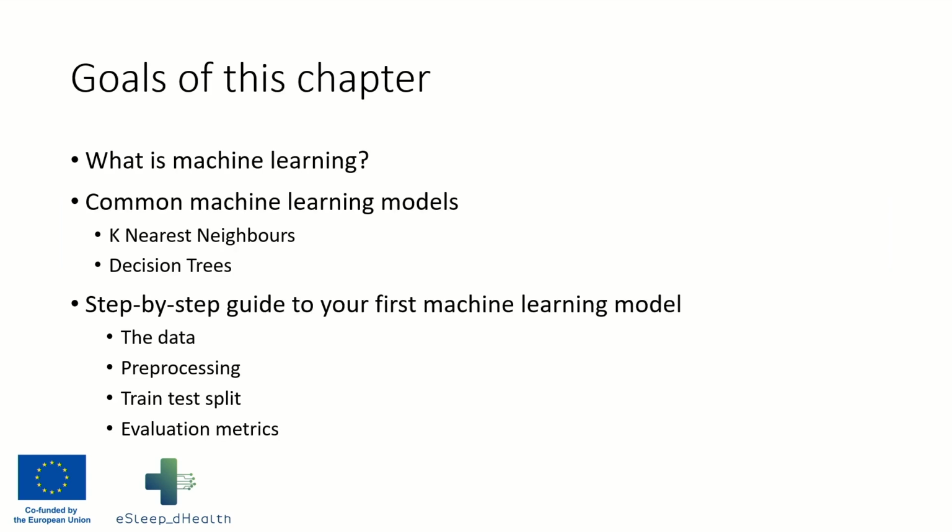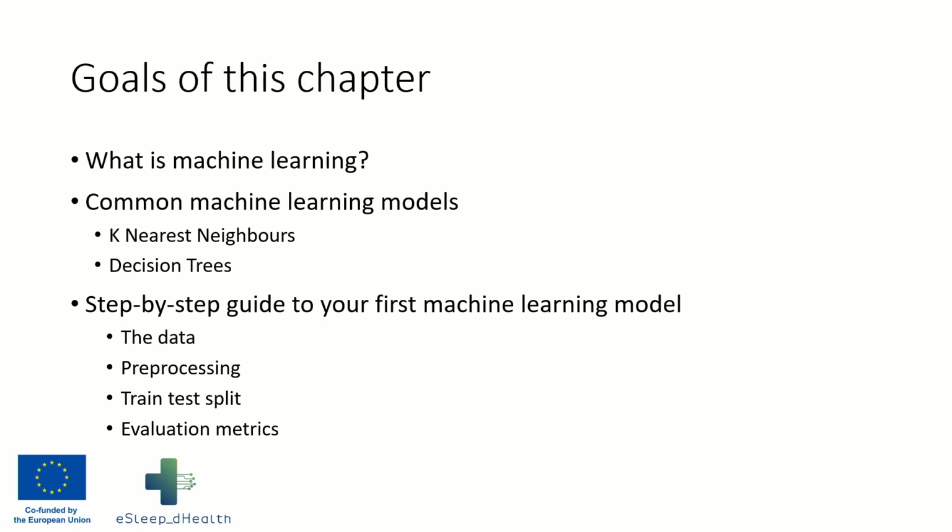Our goals of today are to find out what machine learning is and what the most common machine learning models are. We're going to look at two more simple examples, so you'll be able to understand after the session how the k-nearest neighbors model works and how decision trees work. And then we will go through a step-by-step guide to your first machine learning model.